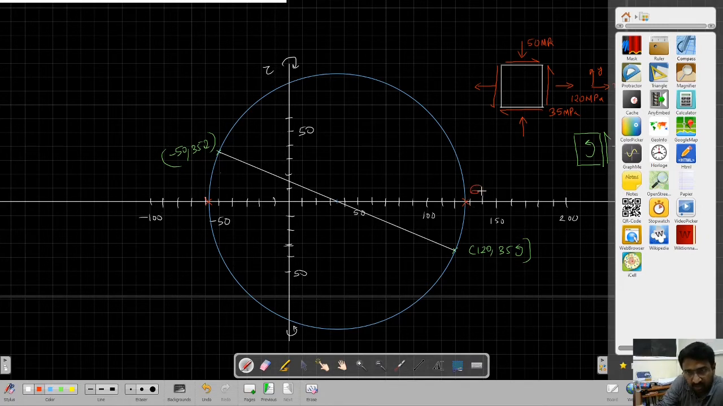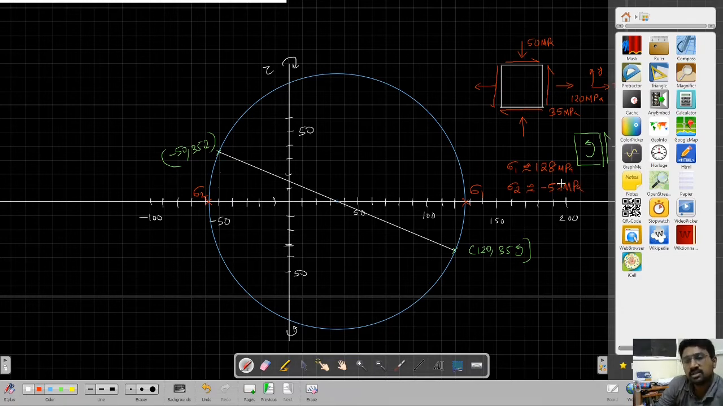This higher value I'll call sigma 1. The lower value I'll call sigma 2. Okay, you can observe here the value of sigma 1 comes out to be this, 100, 10, 20, 128 something. Okay, approximately 128 MPa. Sigma 2 comes out to be minus 50, 58, 57 MPa. So approximately minus 57 MPa.